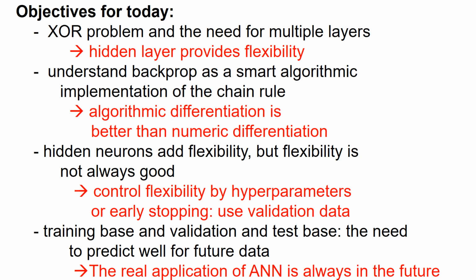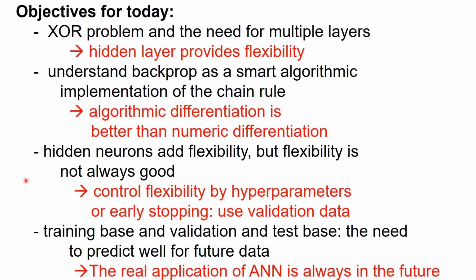Okay, so today we have covered a lot of material. I started with the XOR problem. The XOR problem cannot be solved with a single layer, but it can be solved with multiple layers. In fact, multiple hidden layers provide flexibility. We can train a network with multiple hidden layers by the backpropagation algorithm. This is just a smart implementation of the chain rule. It's automatic algorithmic differentiation. It's much better than just numeric differentiation. Hidden neurons in a deep network add flexibility, but we have to worry about the problem of generalization.